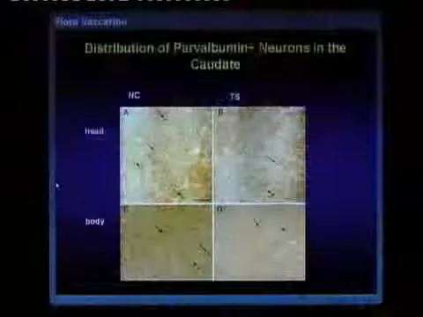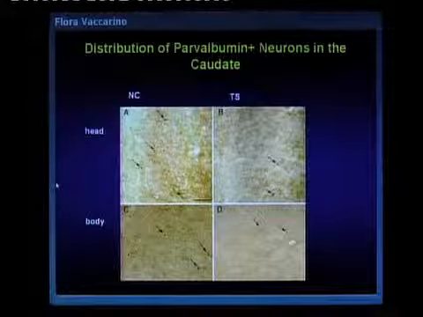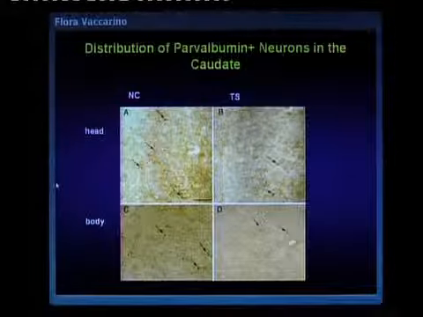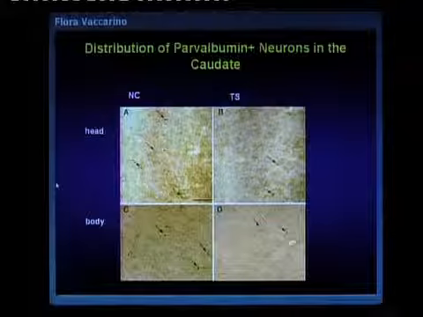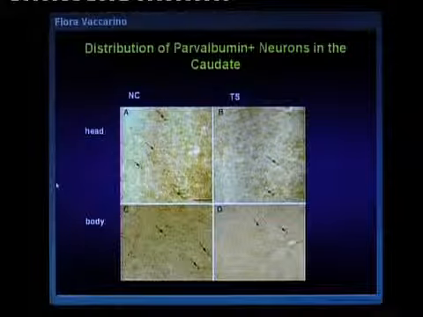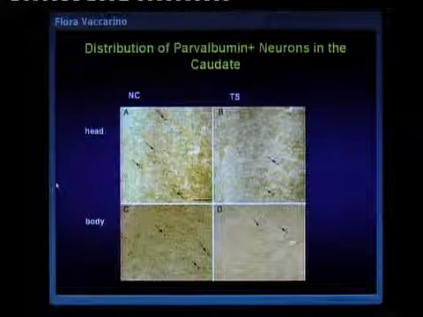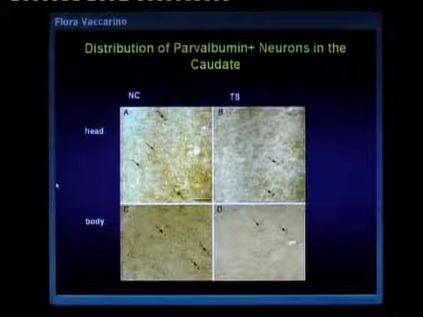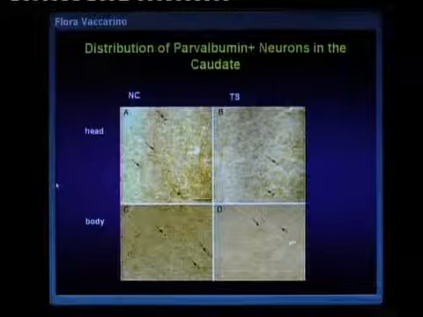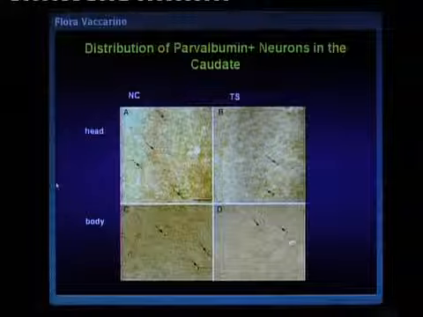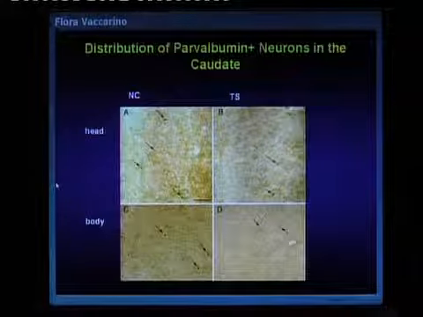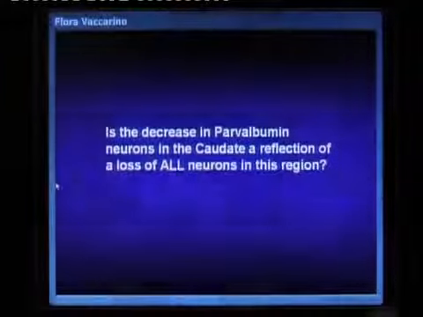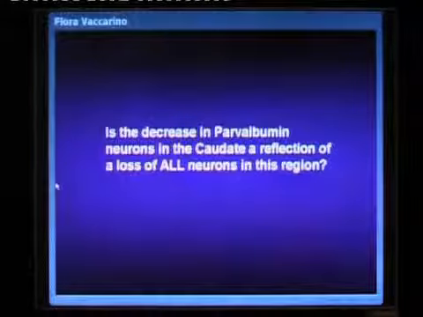Nevertheless, I wanted to point out that these parvalbumin cells are very, very small. You see this at the end of the arrows. There are not many of them. There are only a few percent of the total neurons in this area, but they're very powerful cells. And you can also appreciate that there are fewer of these cells in the Tourette's brain, both in the head and in the body. But as I said, the head had a more pronounced decrease.